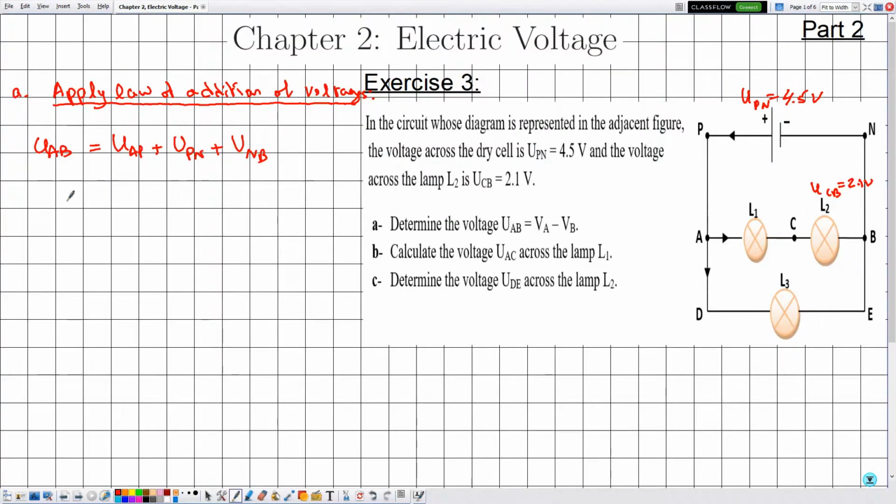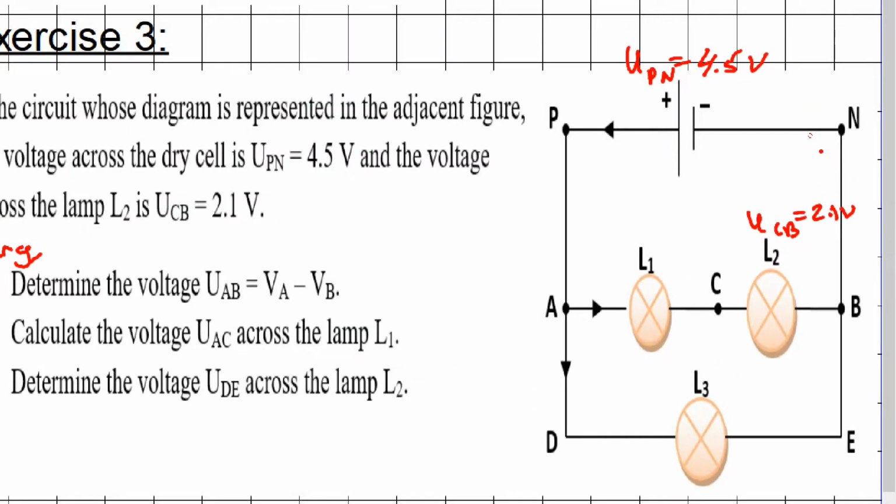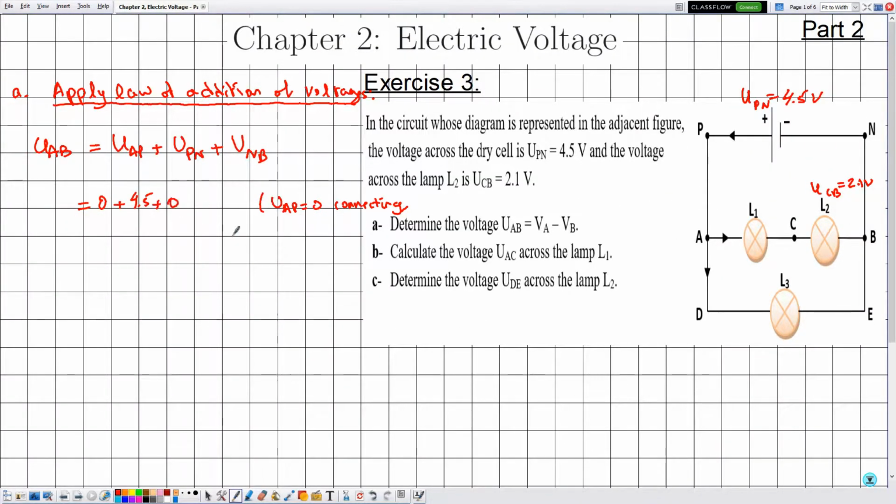Okay, so in this case across A and P we have a connecting wire. So let's justify between brackets that UAP is equal to 0, and the reason is given by connecting wire. Why? Because previously we didn't justify why UAP is equal to 0. Now UPN is given by 4.5 volts, which is given. Now as for UNB, across N and B we have a connecting wire. So between brackets, let's say that UNB is equal to 0, and the reason is given by connecting wire.